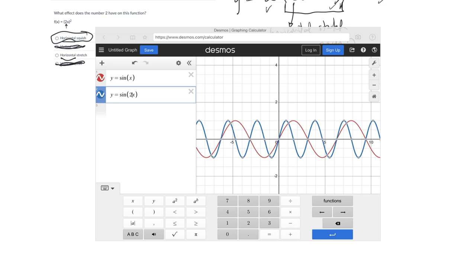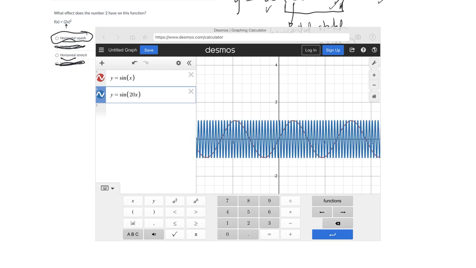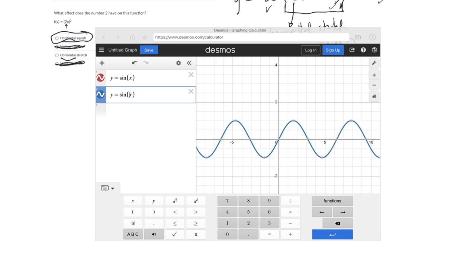See how the blue one is squished? Sort of like a slinky, it got squished. If I put a 20 in there, it gets even more squished. That's a little extreme. If I put a number in between 0 and 1, like a half, so let's put 0.5 in there, see how it elongates? So now the blue one is longer than the red one. Okay, so that's the effect of b. Hopefully that helps. In class, we'll go over more of these and do some examples.